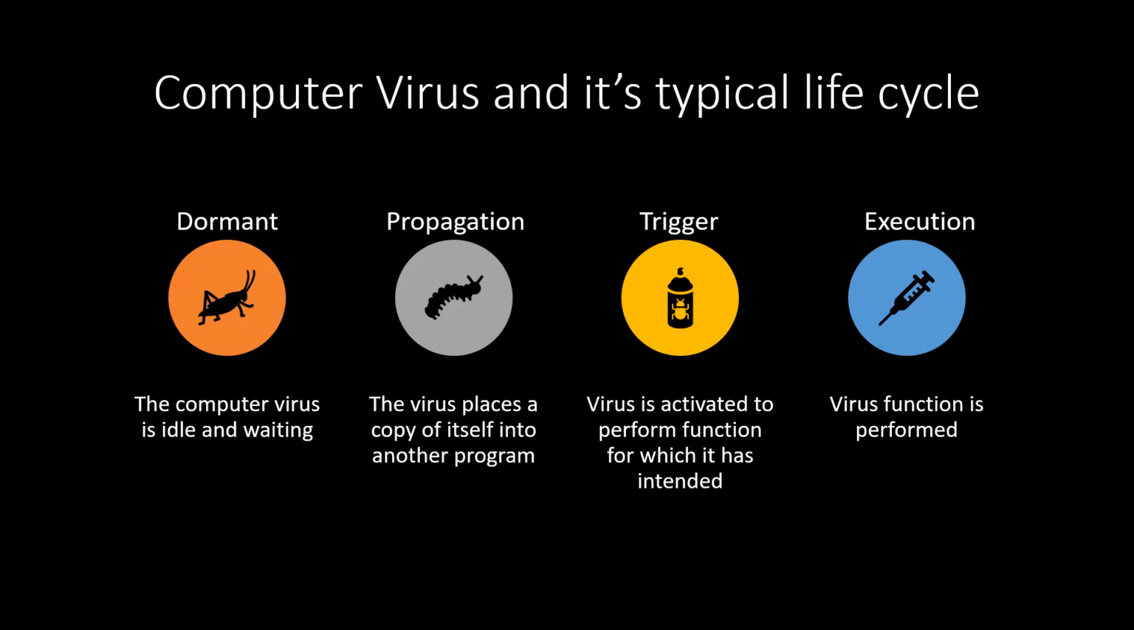In the triggering phase, the virus is activated and it starts to perform its intended function. The trigger can be started by simple events like double-clicking an infected link or downloading an infected email attachment. Finally, the execution phase is where the actual destruction by the virus starts, like corrupting a file, deleting sensitive information from disks, and crashing a system.